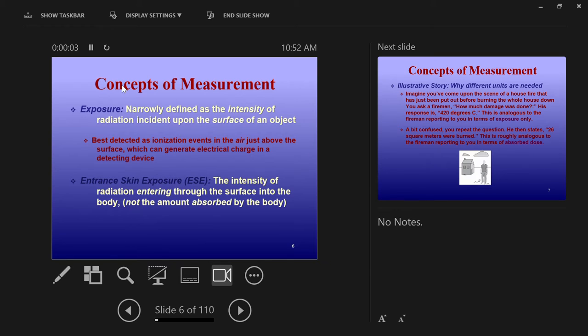Above the thing that's being exposed, in this case, like us, right? Okay, so ionization events occurring above the surface of the object. That's what exposure is. From measuring exposure, we can infer something called entrance skin exposure.